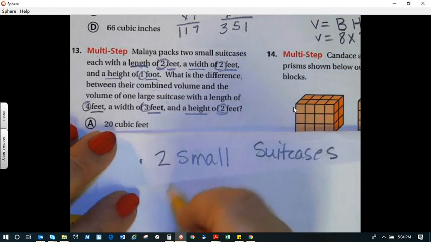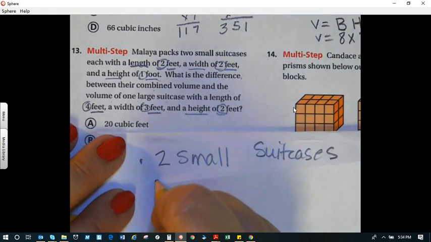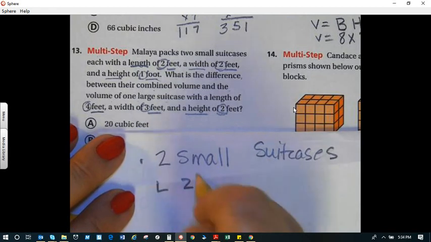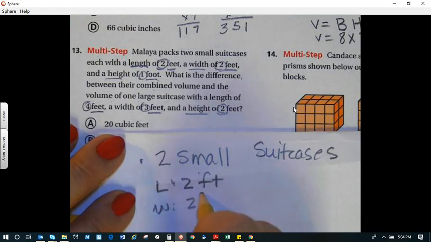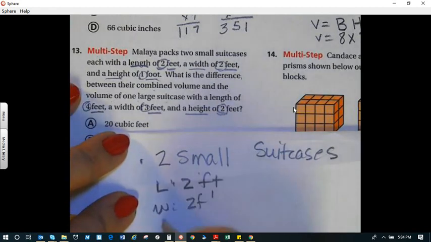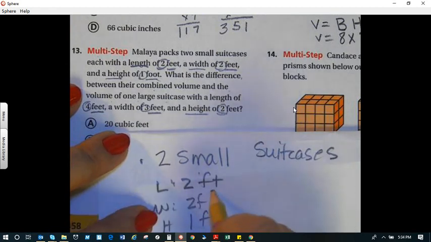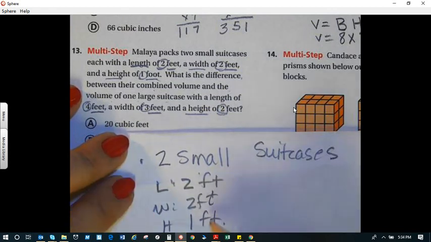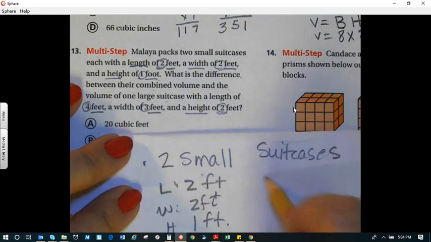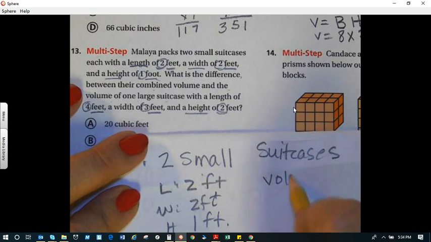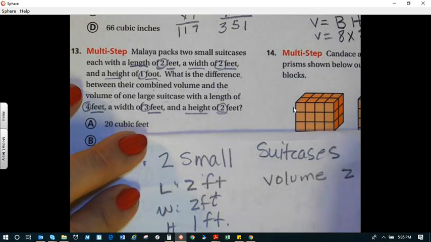And I know that the length is 2 feet. I know the width is 2 feet. And the height is 1 foot. And there were going to be 2 of them. So the volume is 2 times 2 times 1. So this is going to be 4 times 1.